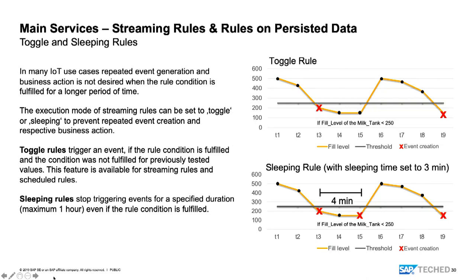So you can define rules as sleeping or toggle rules. Sleeping means you define a period of up to 1 hour until the rule, when it is met, is fired again. Whereas with toggle rules, after it's fired once, the condition needs to be not met once, and only when it is met again is it fired. So that's what toggle rules are, and that's something that you can set up.